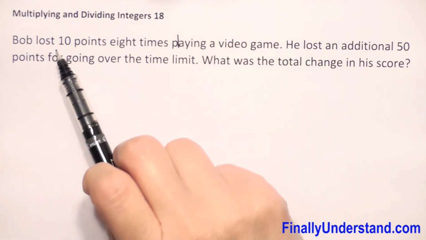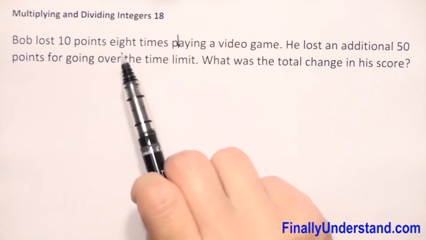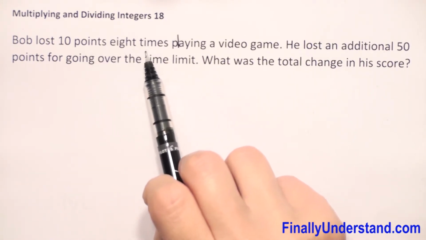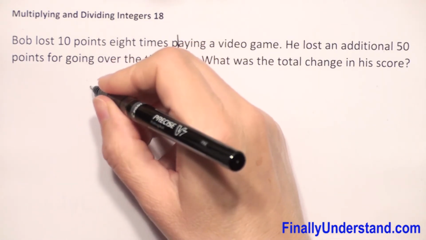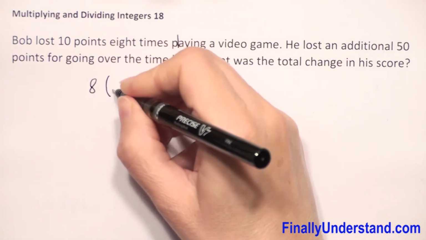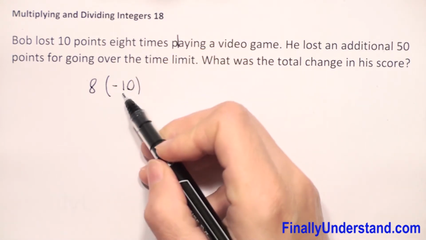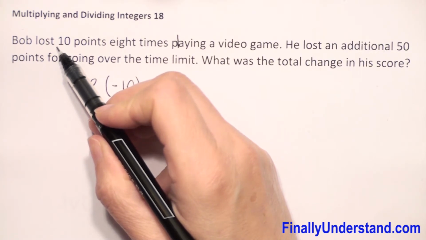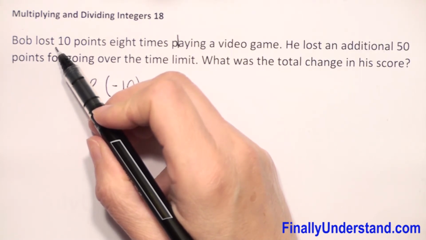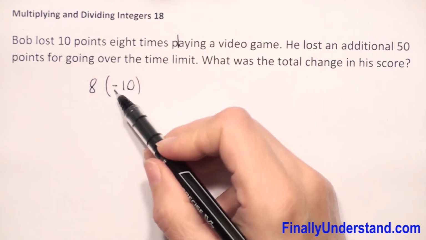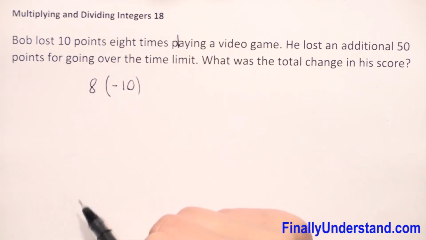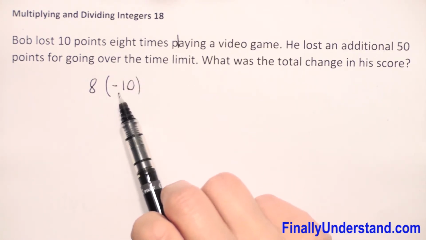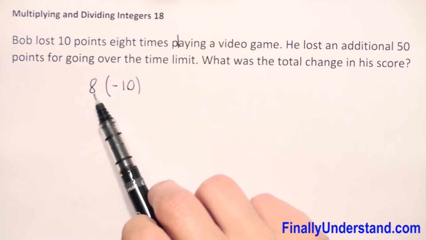We had that he lost 10 points 8 times. So we have to multiply first 8 times negative 10. Why negative 10? Because he lost. When we have a word like lost, going down, we have to use a negative sign before the number. And because it was 8 times, I have to multiply negative 10 times 8.